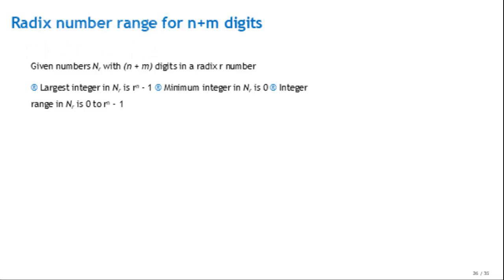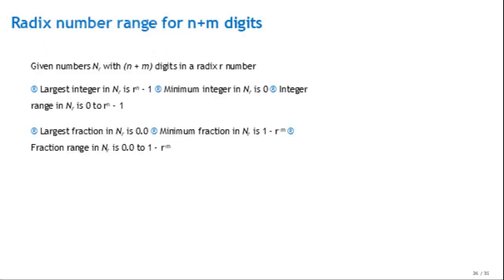Understanding the range of numbers in a given radix is crucial. For a number with n plus m digits, the largest integer is r^n − 1, and the smallest integer is 0. This defines the integer range in the given radix.